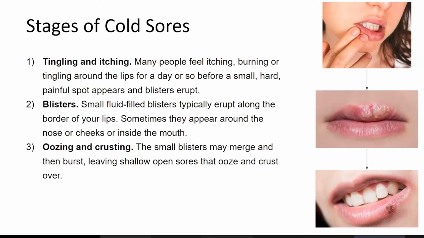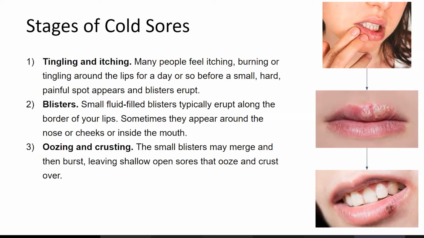Next slide. Okay, so how does it form, and what are the stages of this cold sore? At first, you will feel a little bit of itching. Many people feel itching, burning, or tingling around the lips for a day or so before a small, hard, painful spot appears and blisters erupt. So first of all, it starts burning a bit, starts itching, and then slowly it will bulk up and the blister will form.